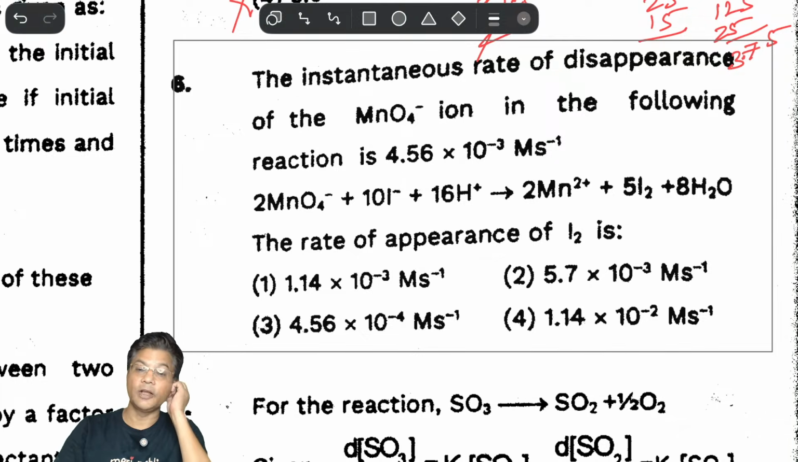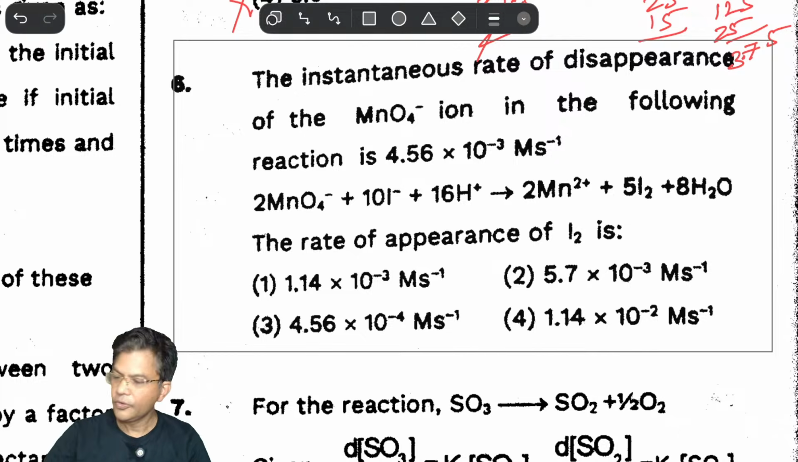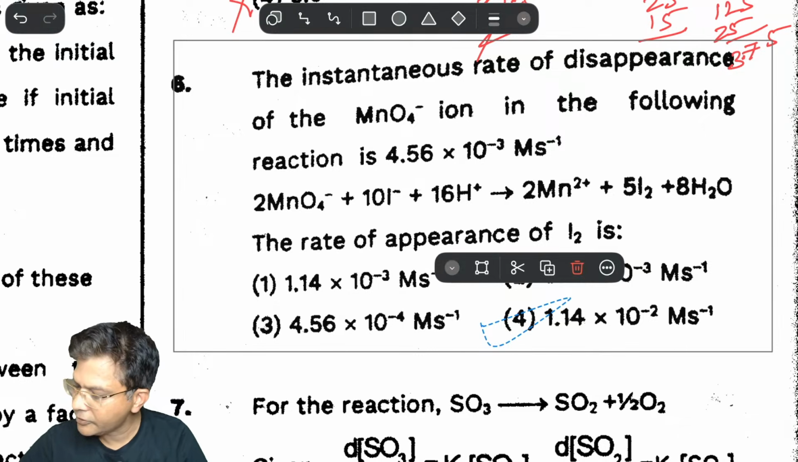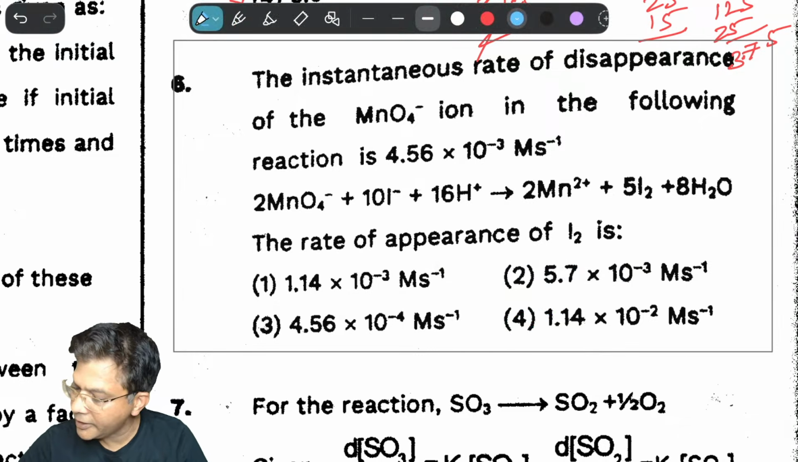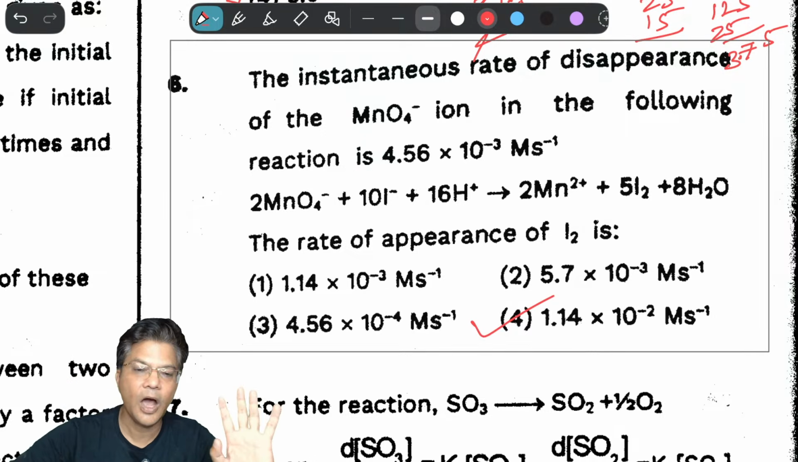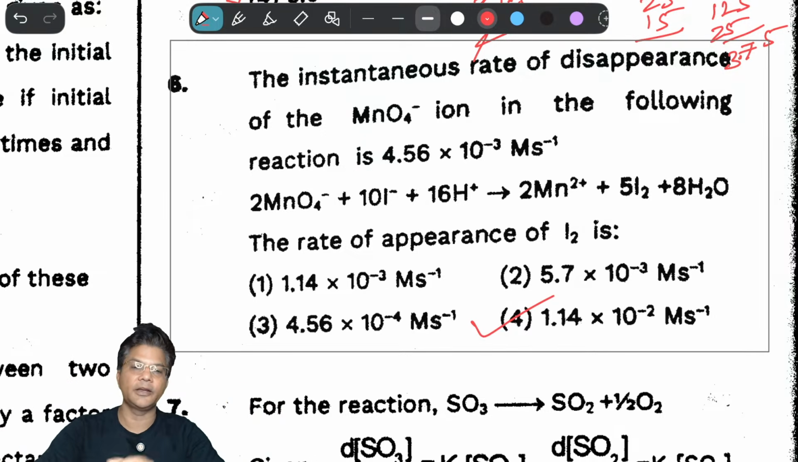Some are going for 1, some are going for 4. I don't know what should be the correct answer, kids. Just check it out. So the correct answer is 4th. Now, kids, how many of you have done it in the air?